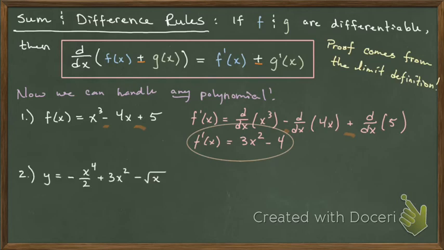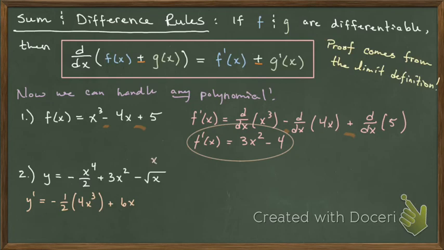Always, always. Similar, y is equal to minus x to the fourth over 2 plus 3x squared minus square root of x. There's a square root function again. I'm going to want to write that as a power, but when we take the derivative of these sums or differences, right, we treat each piece separately. So I've got minus a half times the derivative of x to the fourth, so this is 4x cubed, plus 3 times the derivative of x squared. That one I bring the 2 down. 3 times 2 is a 6x, and that should just be x to the first.